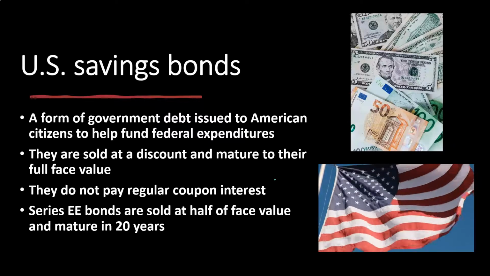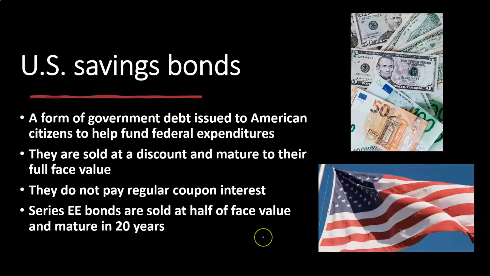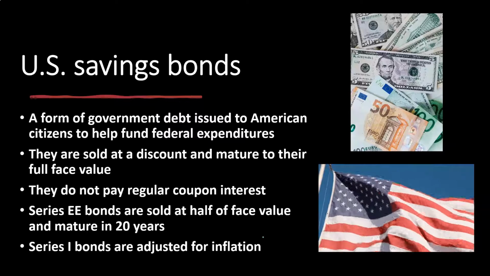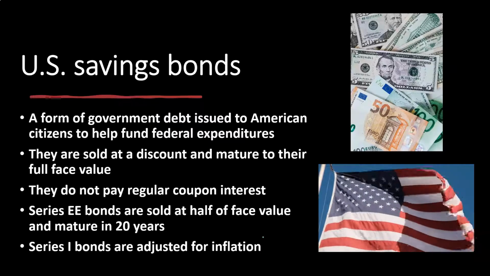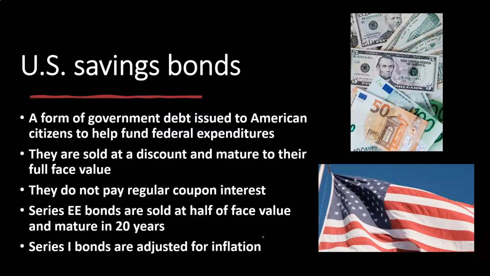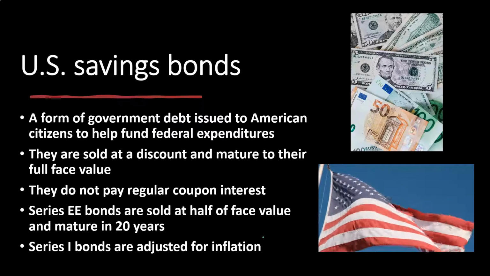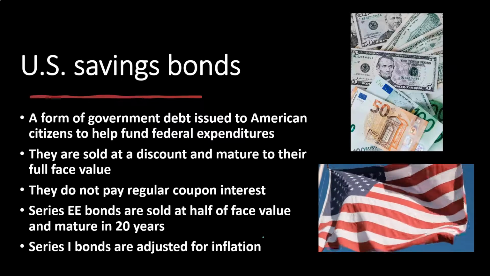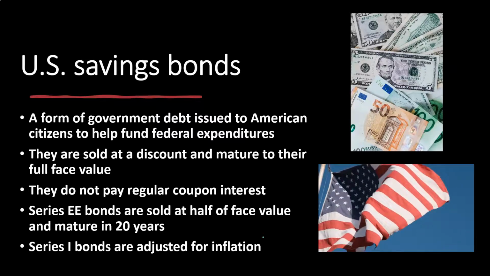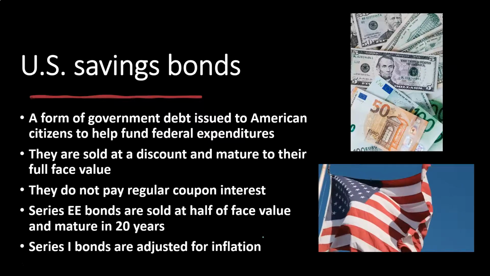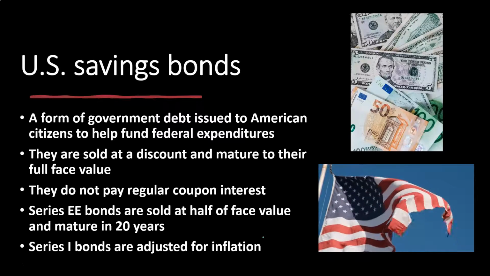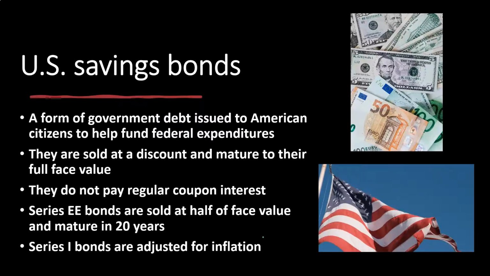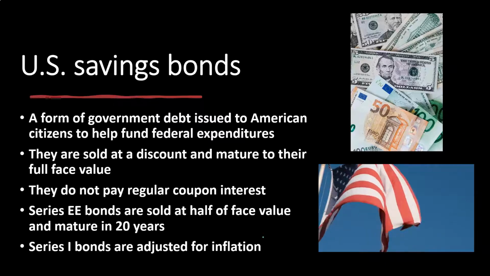Series EE bonds are sold at half the face value and mature in 20 years. And then we have the Series I bonds, which are adjusted for inflation. These are types of investments that are typically thought to be quite secure, because they're backed by the U.S. government. So if there's a problem or a default in some area, you would think that the bonds would be one of the more secure options, due to the fact that they are issued and supported by the government itself.